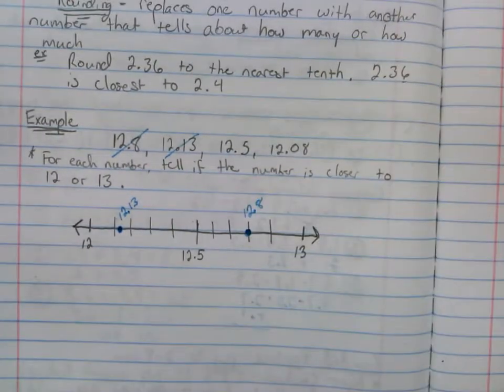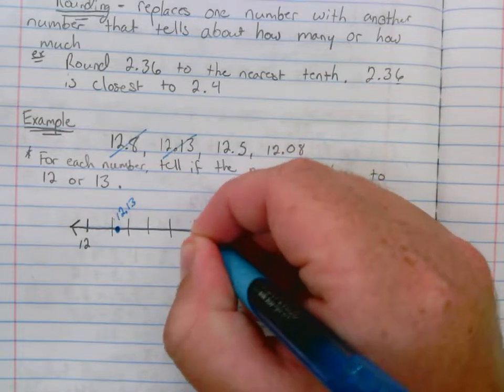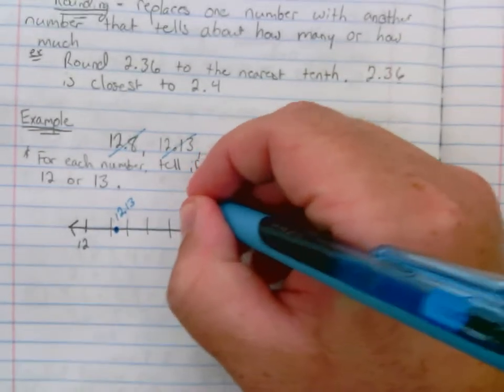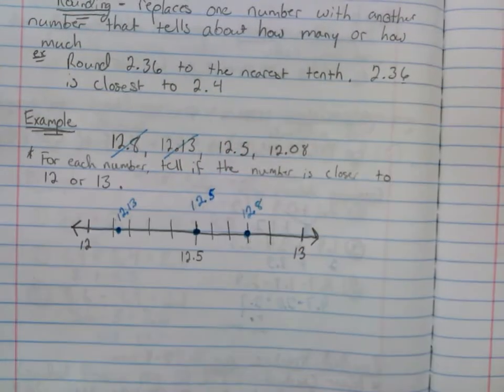My next is 12 and 5 tenths, and that's in the middle of my number line. So I'm going to go right here, and I'm going to put 12 and 5 tenths.